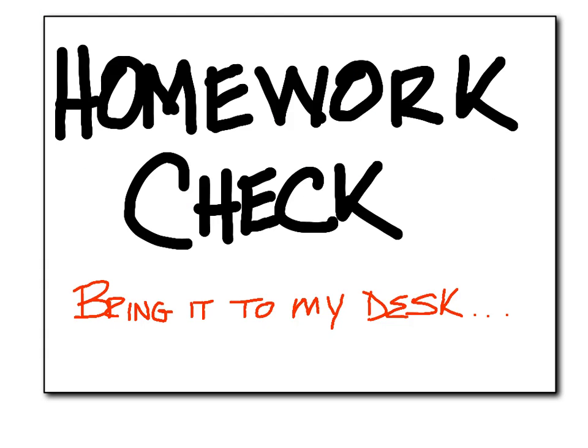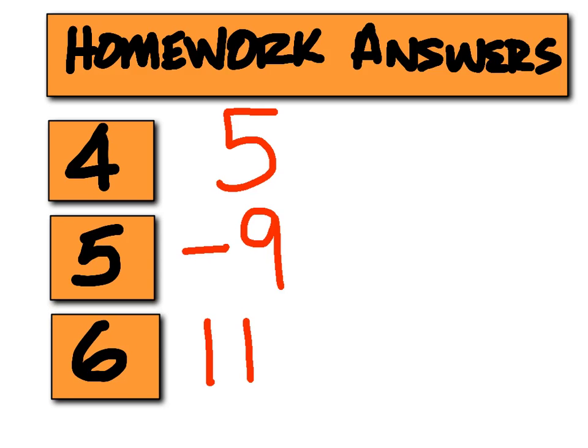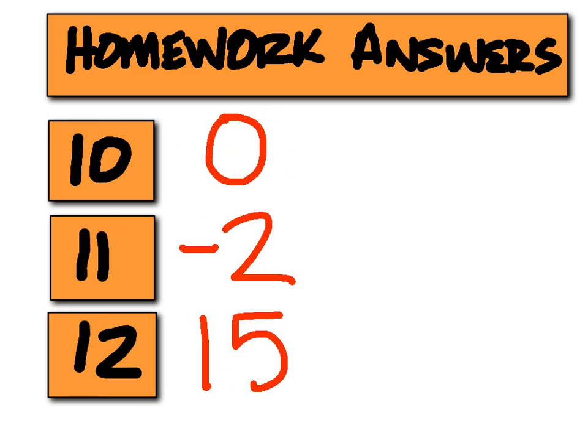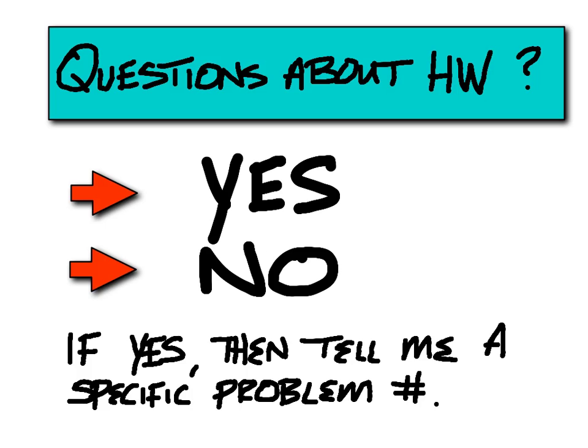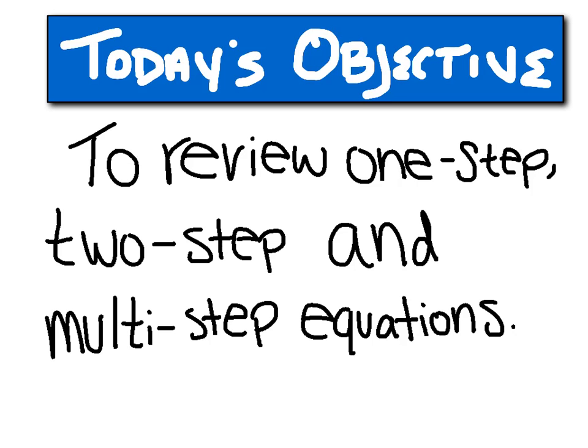Okay, homework check. Take it to Mr. Skinner. Okay, answers are -7, 5, and 7. Answers for 4 through 6 are 5, -9, and 11. Answers for 7 through 9 are -4, 7, and 3. Answers are 0, -2, and 15. Answers are -6, 18, and -6. Any questions on the homework? Alright, no papers to pass out.